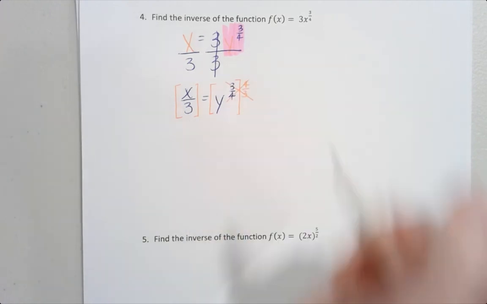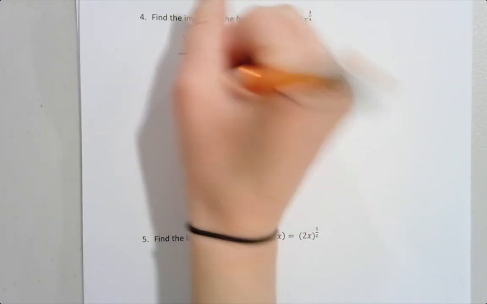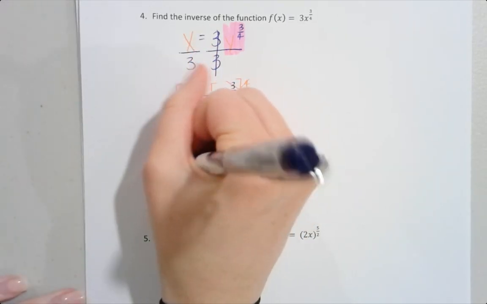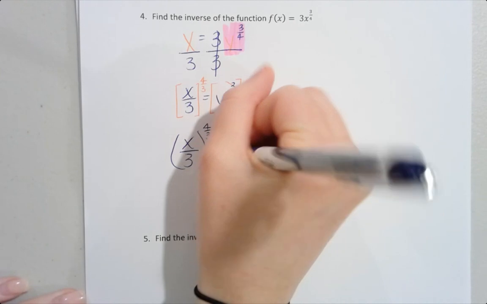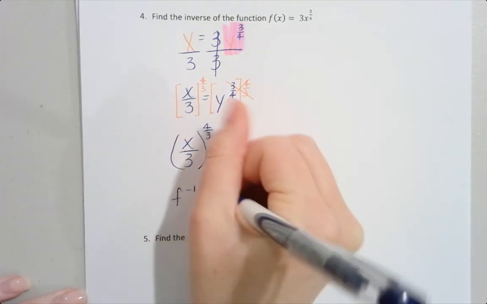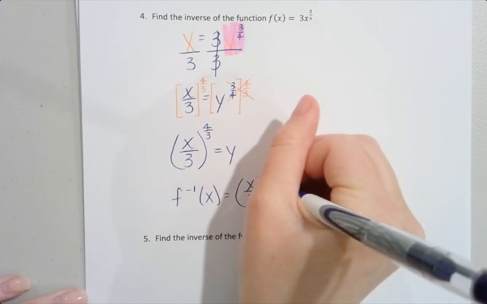So now these guys will cancel each other out, but that means we have to raise the other side to the 4/3 power, okay? So we're going to get x over 3 all raised to the 4/3 power is equal to y. Let's write that in function notation. F inverse of x is equal to x over 3 to the 4/3 power.